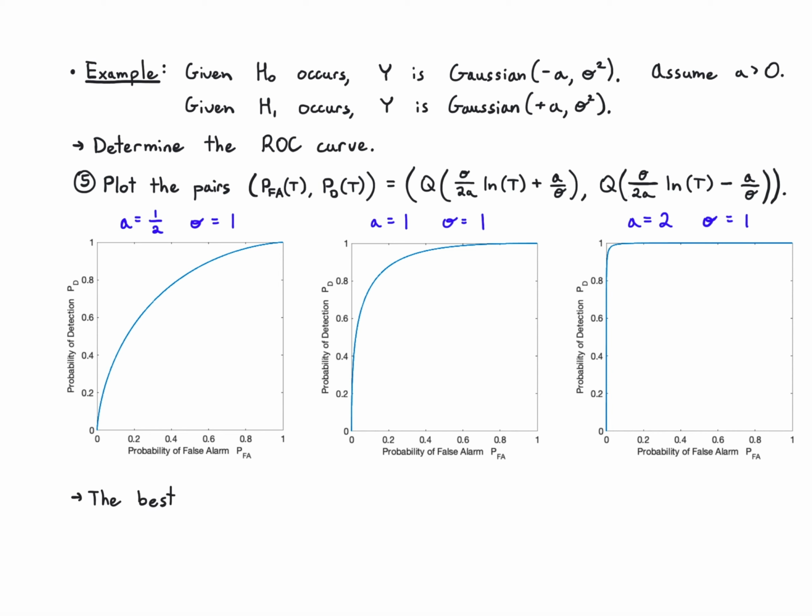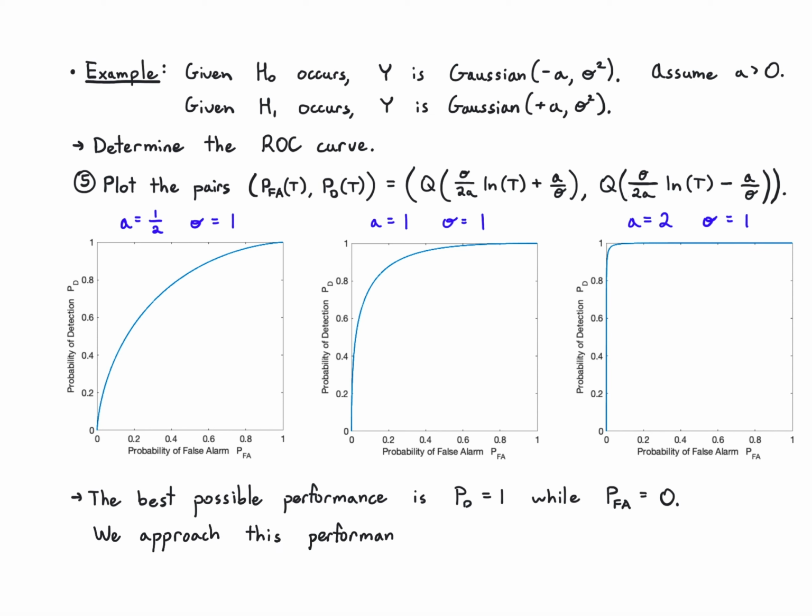So the best possible performance that I could have is what? Well, I want to detect everything, so I want probability of detection 1, but I don't want to make any false alarms, so I want probability of false alarm 0. For the Gaussian example, this can happen. We can approach this performance, but as we can see from the equations above, this is going to happen as a over sigma goes to infinity.